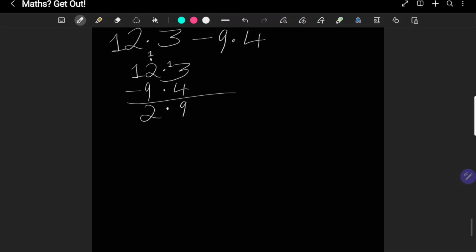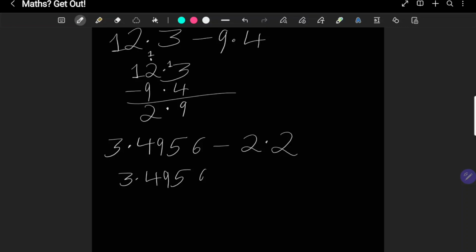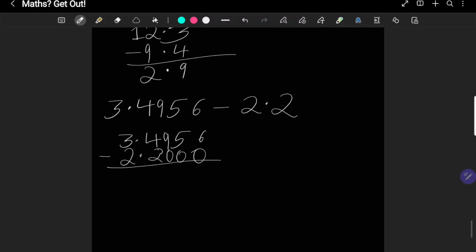Now let's do it with different amounts of decimal places. So 3.4956 take away 2.2, which is 2.2000. As many zeros as your heart desires. Okay, so 6 minus 0 is 6, 5 minus 0 is 5, 9 minus 0 is 9, 4 minus 2 is 2, decimal, and 3 minus 2 is 1. That is our answer. It's easy peasy lemon squeezy.